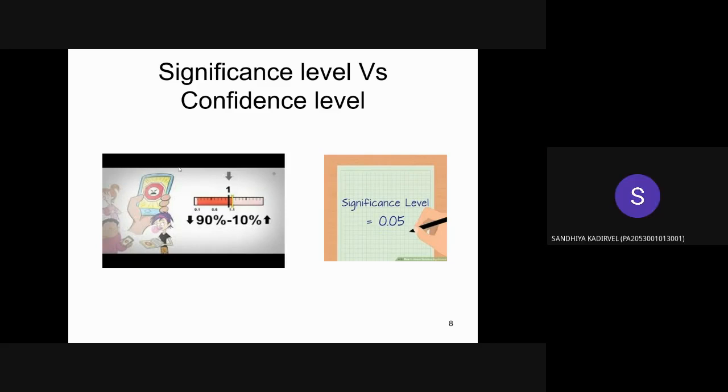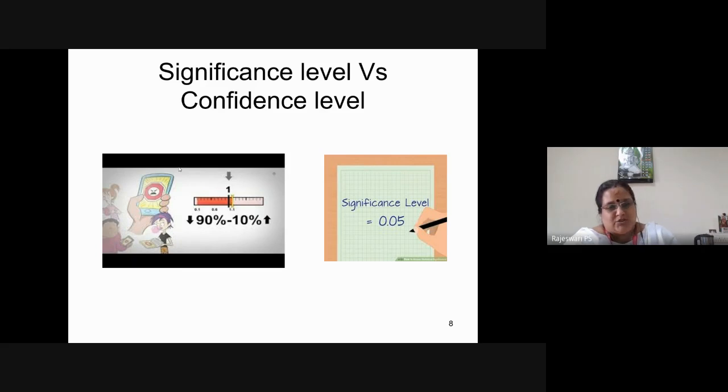Ma'am, Karthik here, ma'am. So I feel like whether the test is correct or not, that is very significant. Good. Confidence is how much percentage is correct or not, like how confident. Haritha is 99% correct. You are also correct.